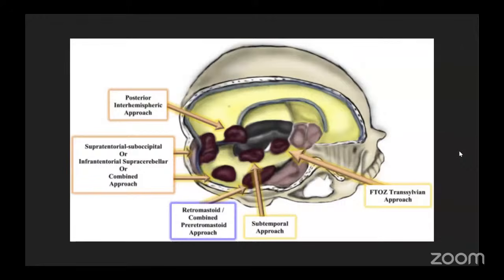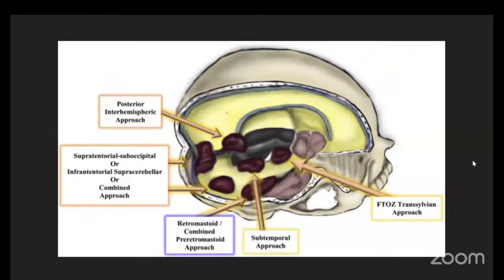So you can see different locations of the tentorial meningiomas here. These are the falcotentorial. You can go posterior interhemispheric. You can go occipital transtentorial. This is the supratentorial suboccipital approach or infratentorial supracerebellar approach. Wherever we go from, we are going to transect the tent and approach the lesion, which is above or below the compartment.